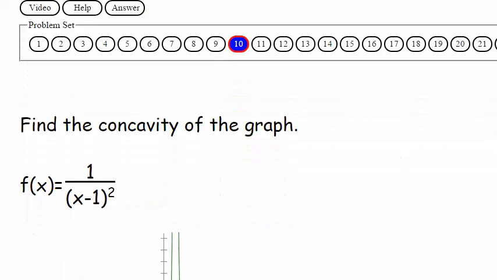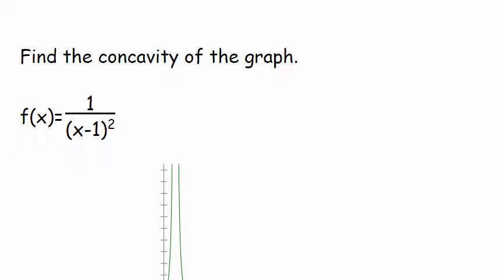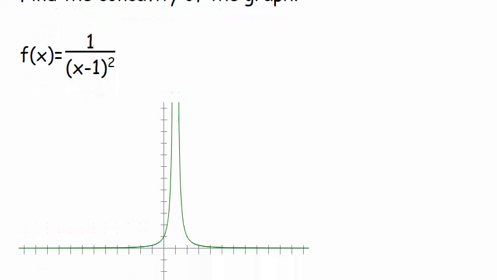Okay. What do we got? Find the concavity of the graph. So here's our function. F of x is equal to 1 over x minus 1 squared. As you can kind of see, we can look at this graph and tell we have concave up, it looks like to 1 here, and then we have concave up again, right? But we want to show this using mathematics, and so let's go to the whiteboard and write this stuff up.